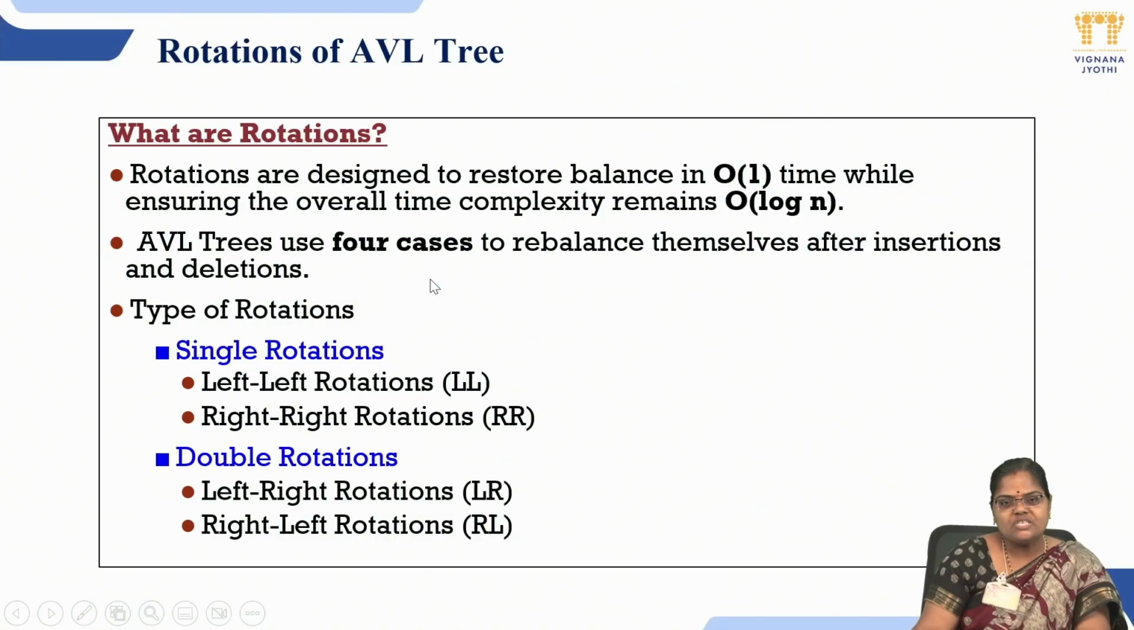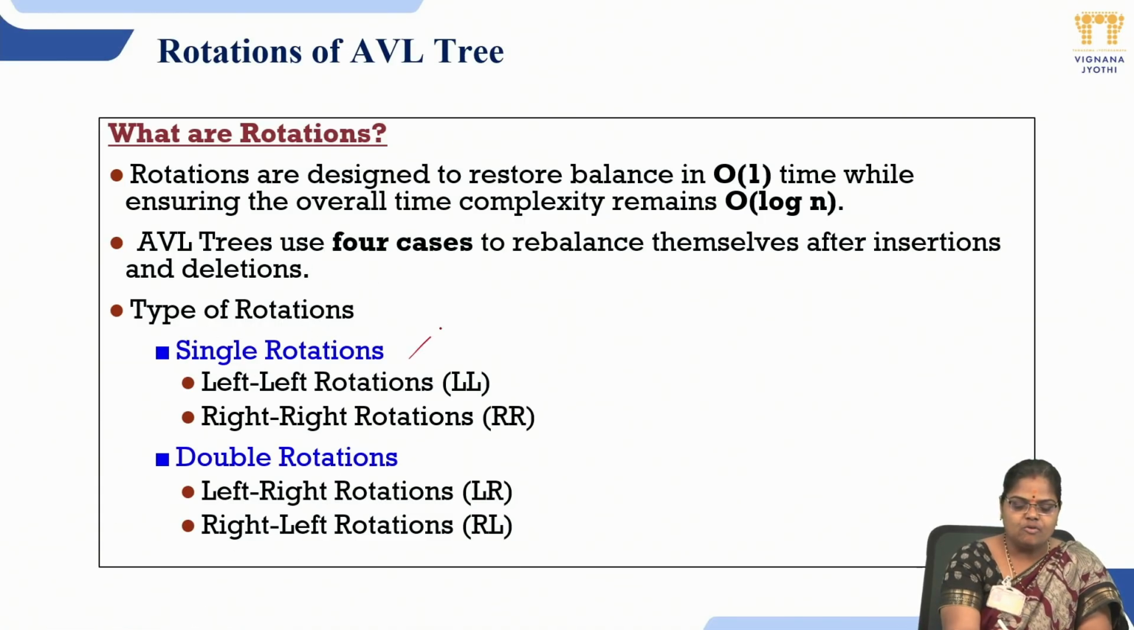So we'll first see the definition of rotation. What do we mean by rotations? Rotations are designed to restore the balance in big O of 1 time, while ensuring the overall time complexity remains big O of log n. In the AVL tree, we have 4 different cases. To broadly categorize, the types of rotations are single rotations followed by double rotations.